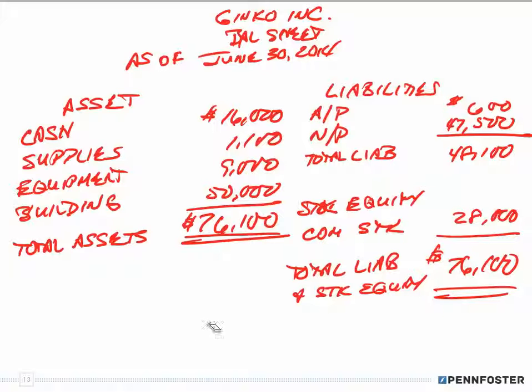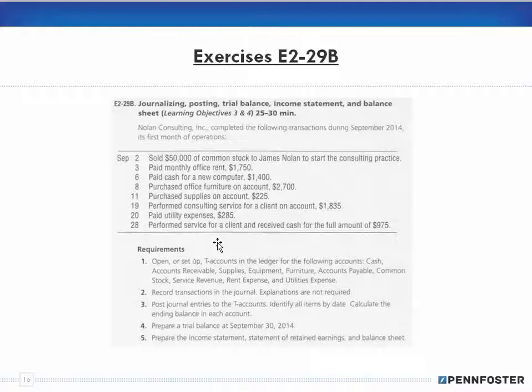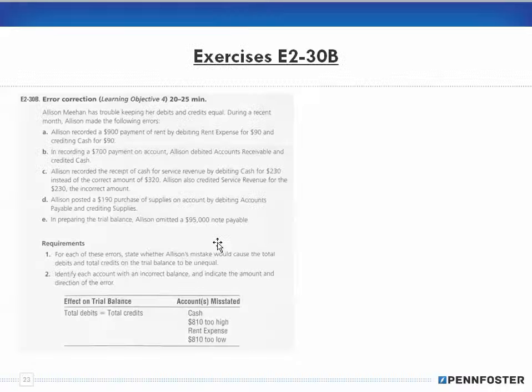So that's the solution for creating the balance sheet, as of June 30th, 2014, in a single step format. And that's the solution to that particular problem. All right, let me jump down and take a look at 29 here. There's a lot more work to 29 and 30.